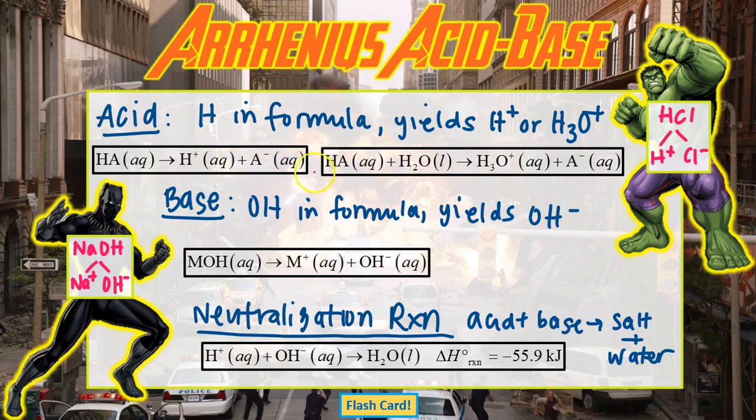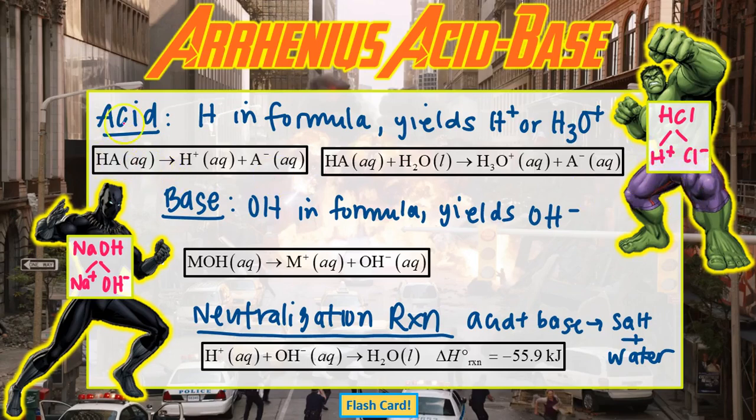One example I want to bring up is HCl Hulk. As you can see, this is HCl. It has an H in its formula. And when it breaks down in water, it's going to release two ions, H plus and Cl minus, therefore yielding the H plus that helps us, of course, use this definition.